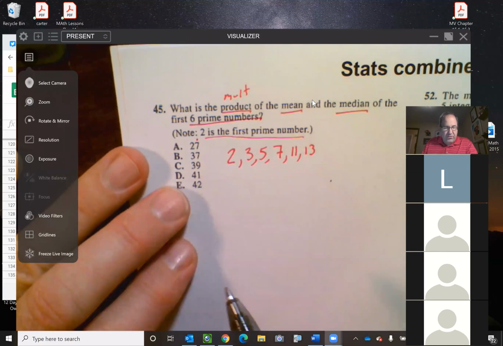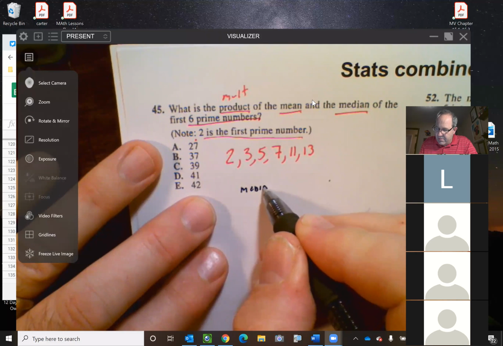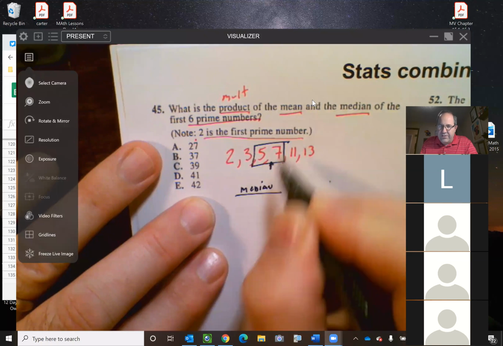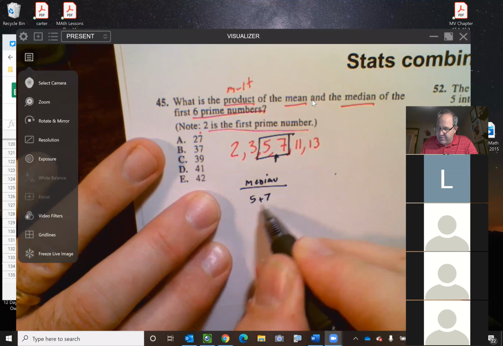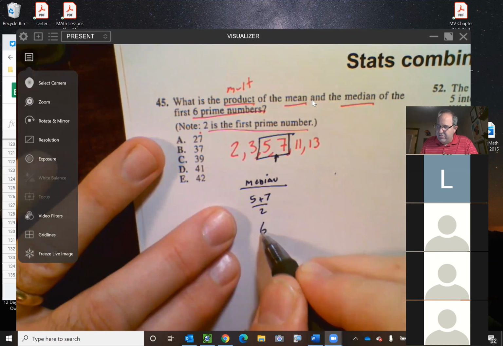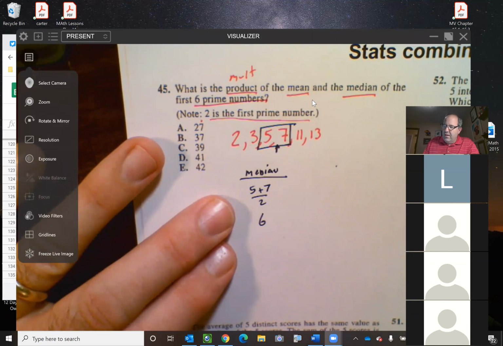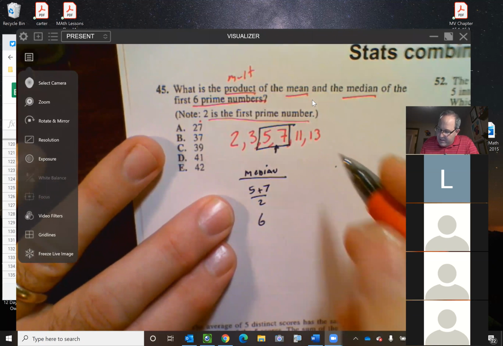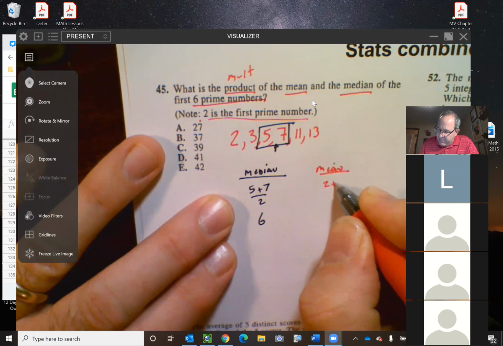There's our first 6 prime numbers. Now, when I go to find the median, it's the middle, right? Which would be right here. So I take the numbers on either side, add them up and divide by 2. So I would do 5 plus 7 divided by 2, which if we just look at it, we know that between a 5 and a 7 is a 6. Now, the mean means to add them all up and divide by the total, right? So when I go to find the mean, I would add up all these numbers.